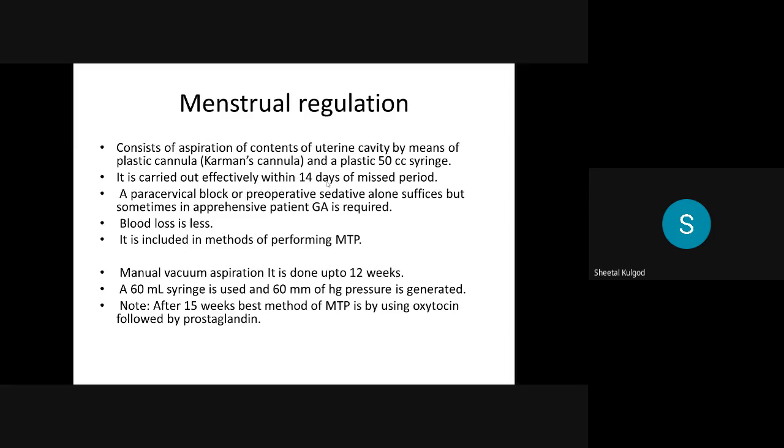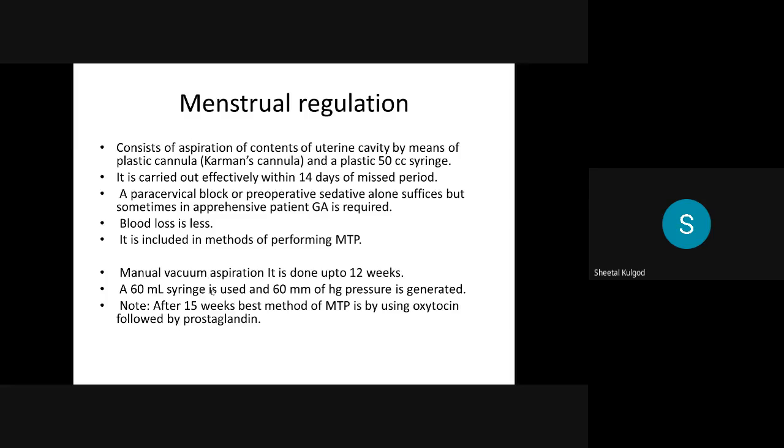You can go ahead with the menstrual regulation with the Karman's cannula, but not beyond that. Beyond that, the indicated procedure will be a suction evacuation, as we discussed. Now, a paracervical block or a preoperative sedative alone suffices, but sometimes for apprehensive patients GA is required. Blood loss is very less, and it is included in the methods of performing MTP.